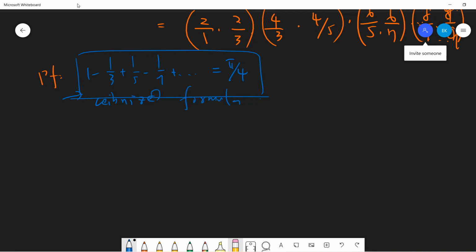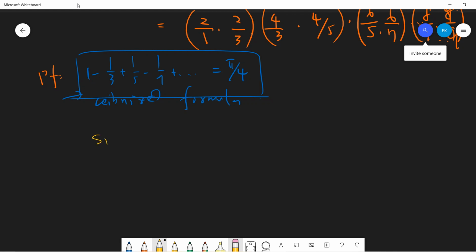But now we talk about the Wallis Product. This is another way. Maybe the quickest way is using the infinite product of the sine function.